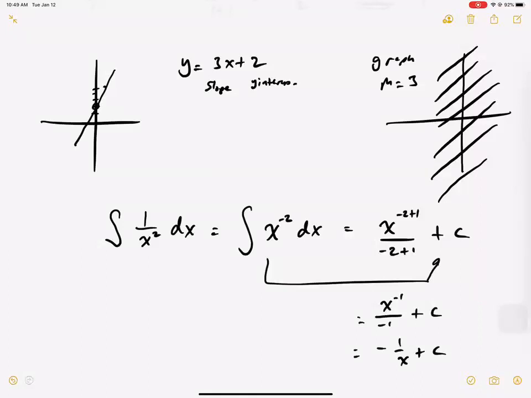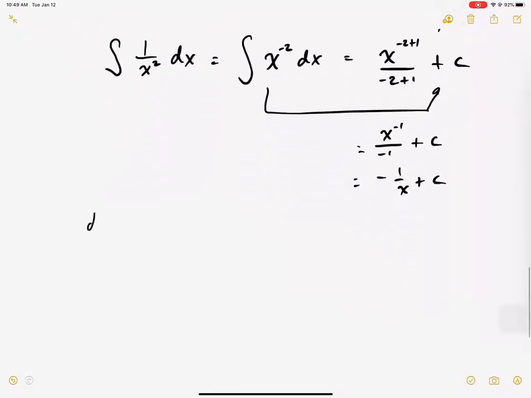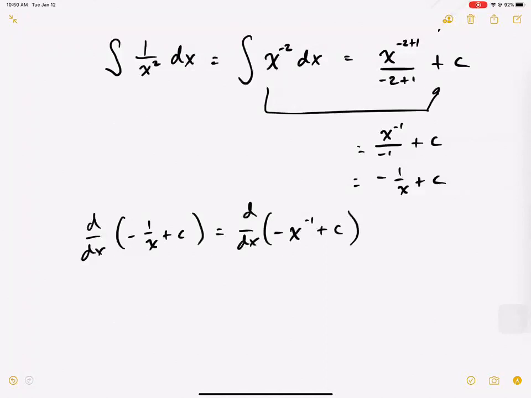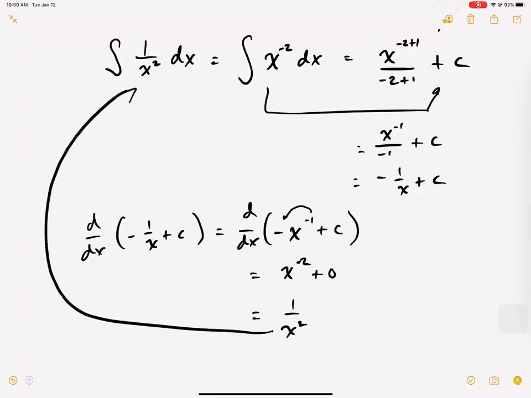Now, let's take the derivative just to double check if this makes any sense at all. The derivative of negative 1 over x plus c is, I'm going to rewrite this as the derivative of negative x to the exponent negative 1 plus c. All right, and we'll see if we end up with our starting value. The exponent goes to the front, that becomes a positive, and we subtract 1: x to the negative 2 plus 0, and this becomes 1 over x squared. All right, back to where we started from.